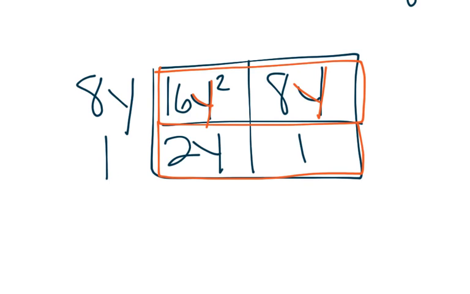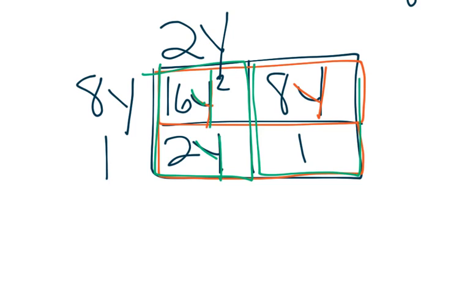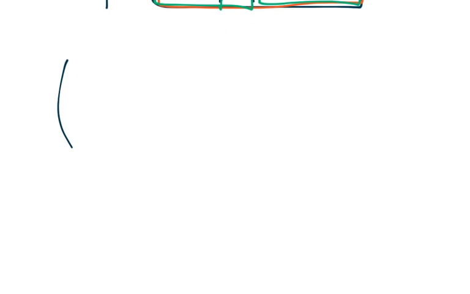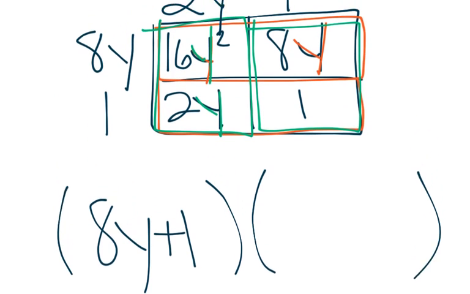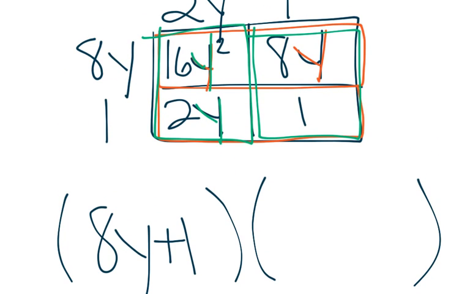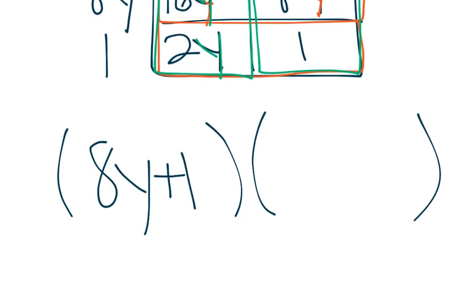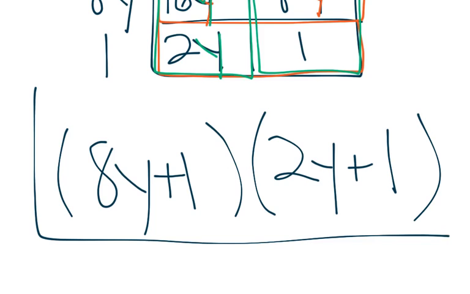Okay, now we can go down. We have 16y squared and y. Once again, they both have a y in common, so we're going to write y, and they're both multiples of 2, so we're going to write 2y. Then we have 8y and 1, and they don't have anything in common, so we're just going to write 1. So our final answer is 8y plus 1, which is our side factor right here, and then 2y plus 1. Okay, and this is our final answer.